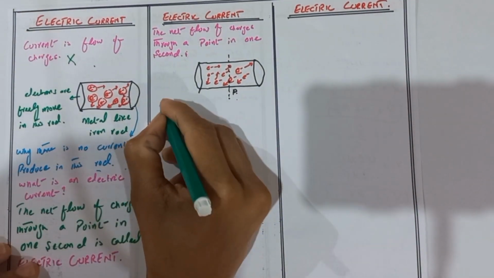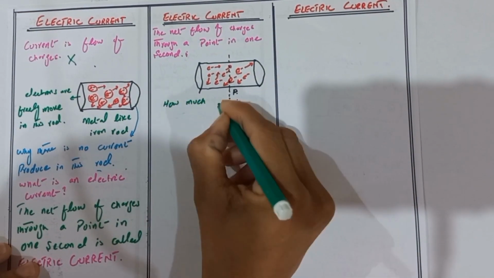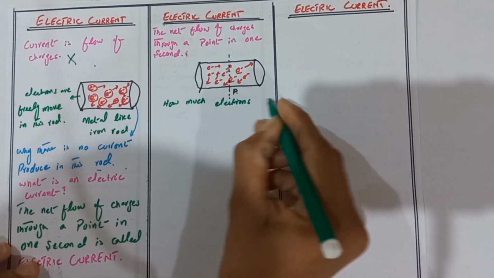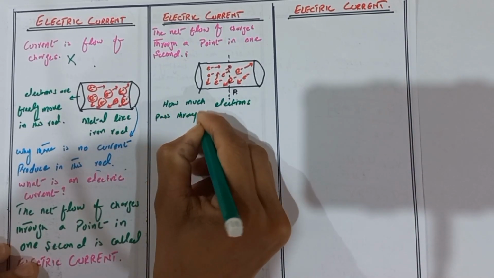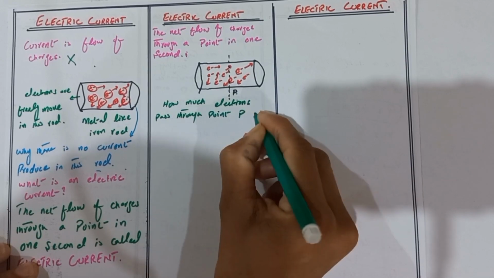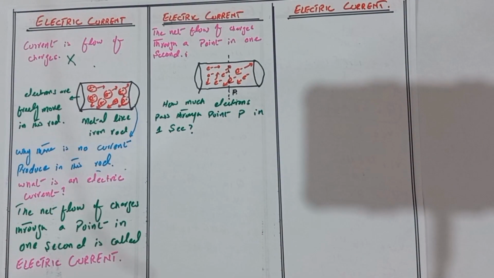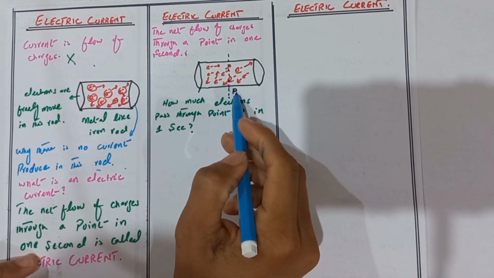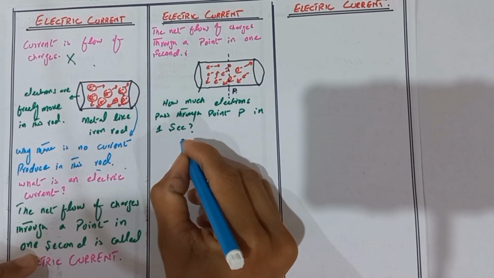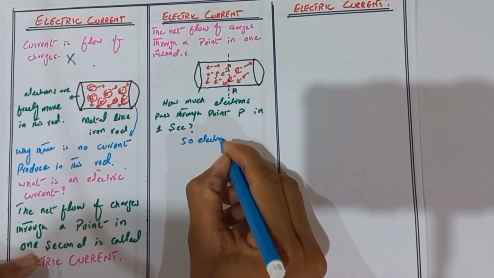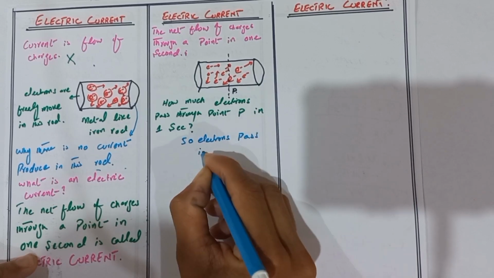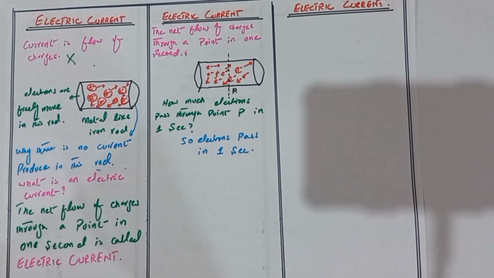So we find how many electrons pass through point P in 1 second. Let's say in this rod 50 electrons pass point P in 1 second. So we say that 50 electrons pass in 1 second.